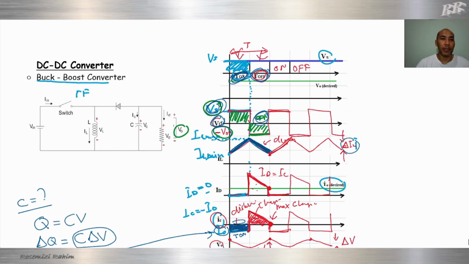Okay, that's all for the derivation of the equations of a buck boost converter: how we derive the inductor, the capacitor, and also V out for buck and for boost, and the conditions for buck and boost.